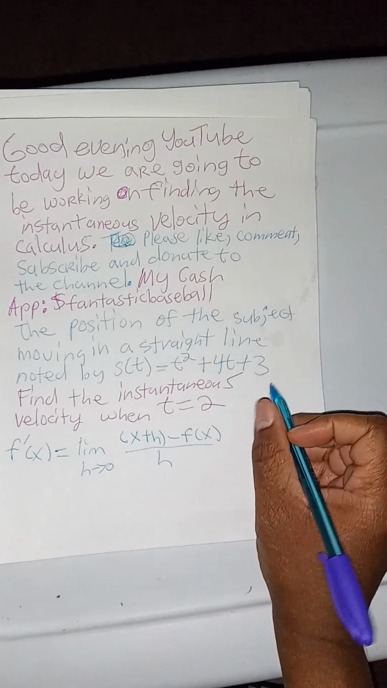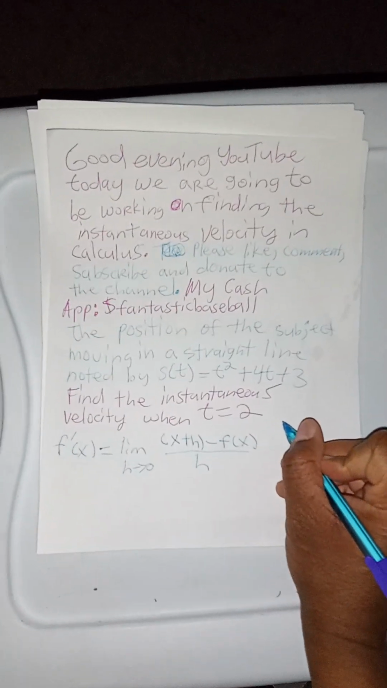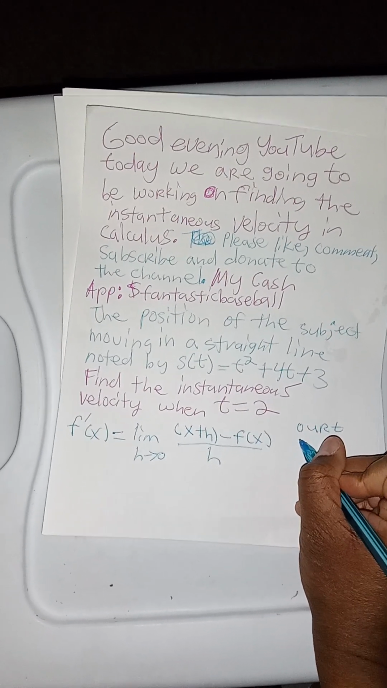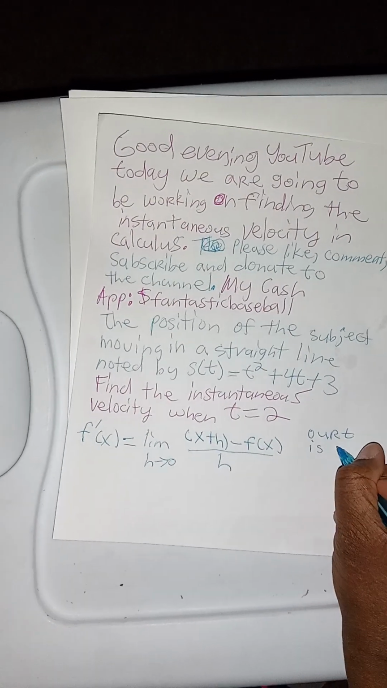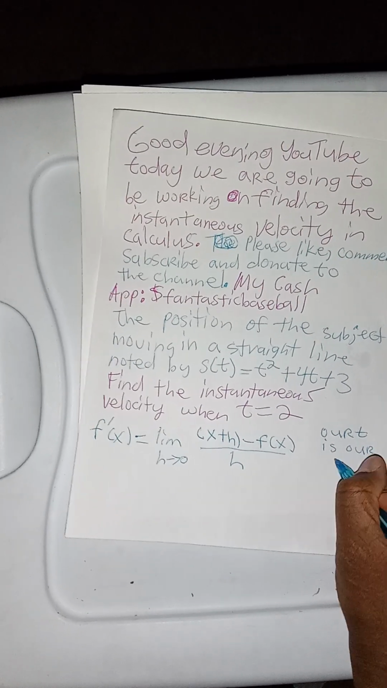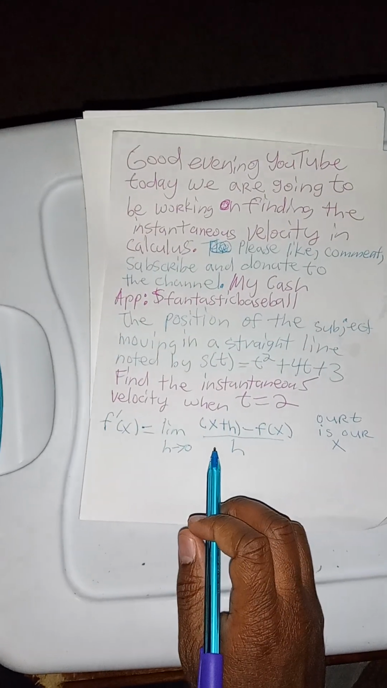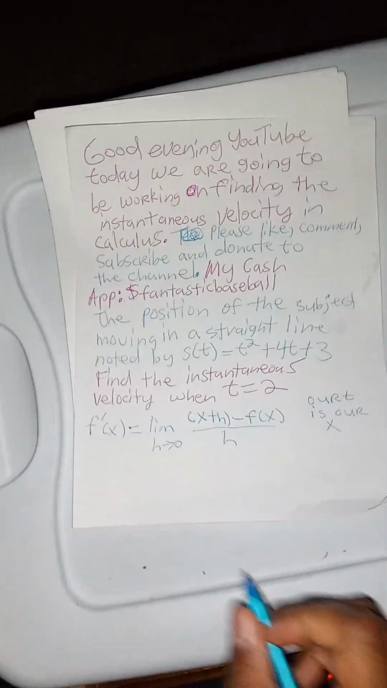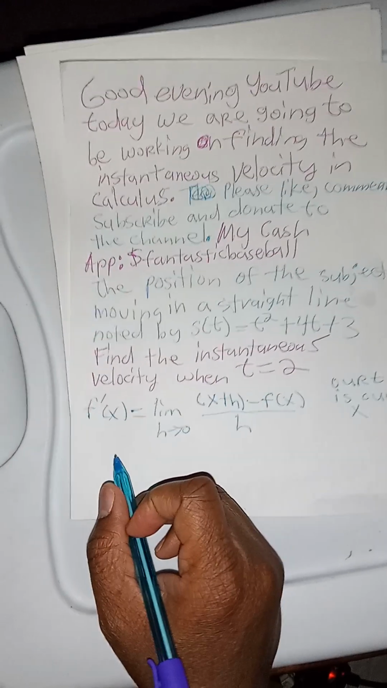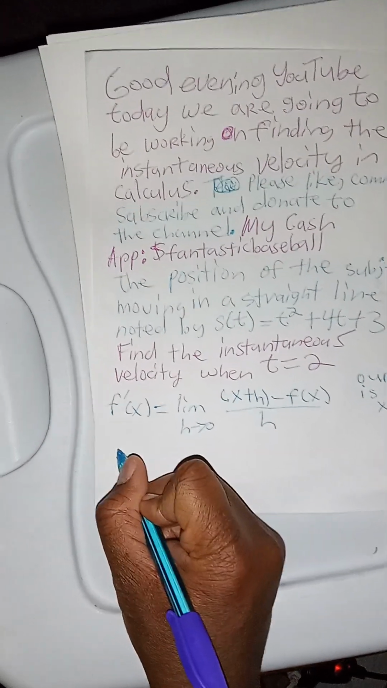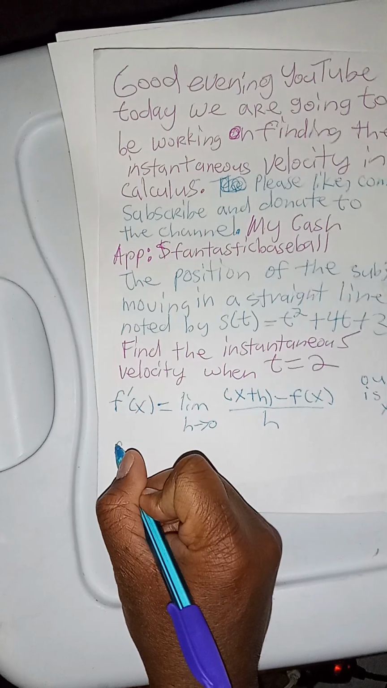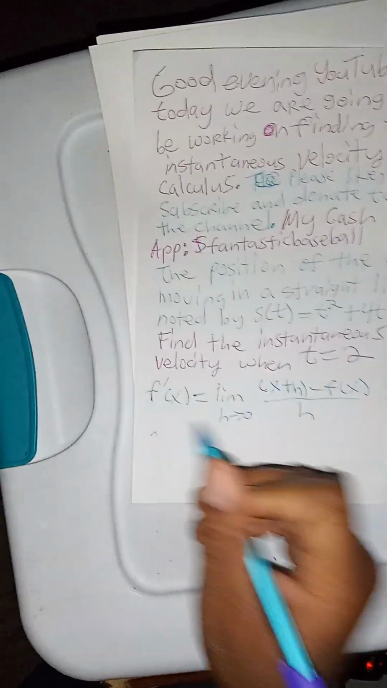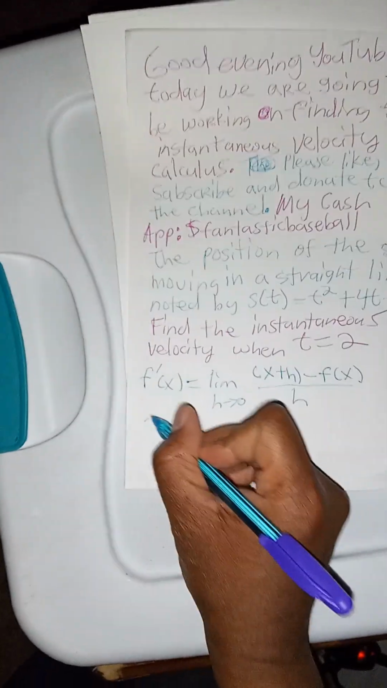In this particular problem, our t is our x. So for every x, we will put 2 in place of it. So let's get started here. So first, we have to write the limit definition.